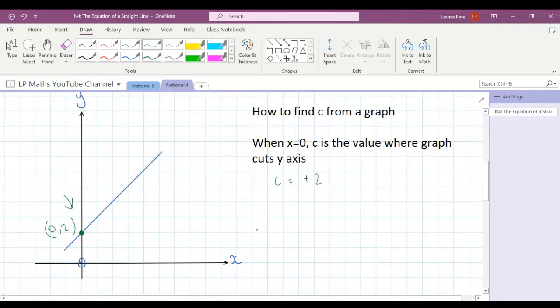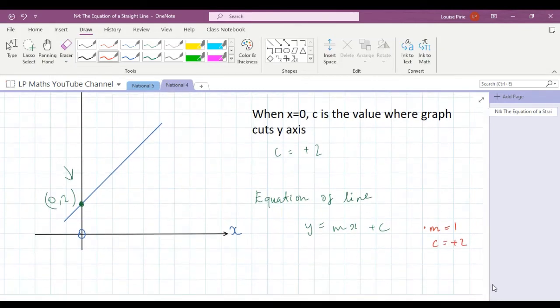And what we need to do now is write the equation of the line, which is of the form y is equal to mx plus c. We know already, through the working that we've done, that m is equal to 1 and that c is equal to plus 2. All we need to do is put this into our equation. So if m is 1, I don't actually need to write 1x. We can just write x. And c is plus 2, so I'm going to put in plus 2. So this line is y equals x plus 2.